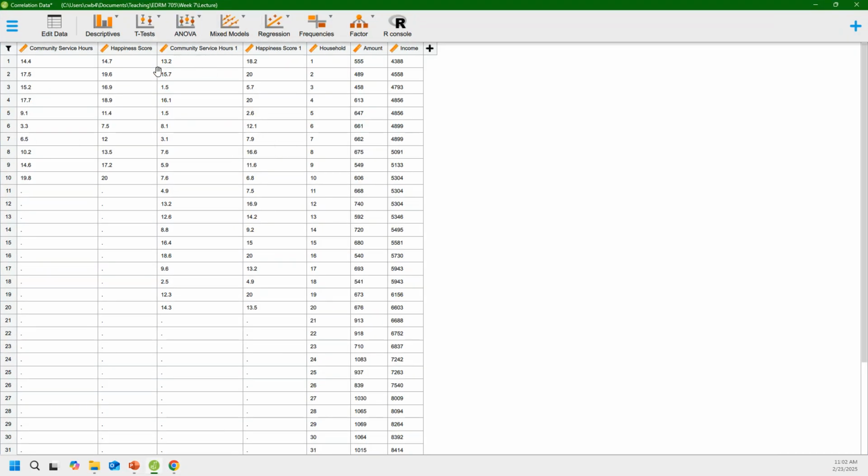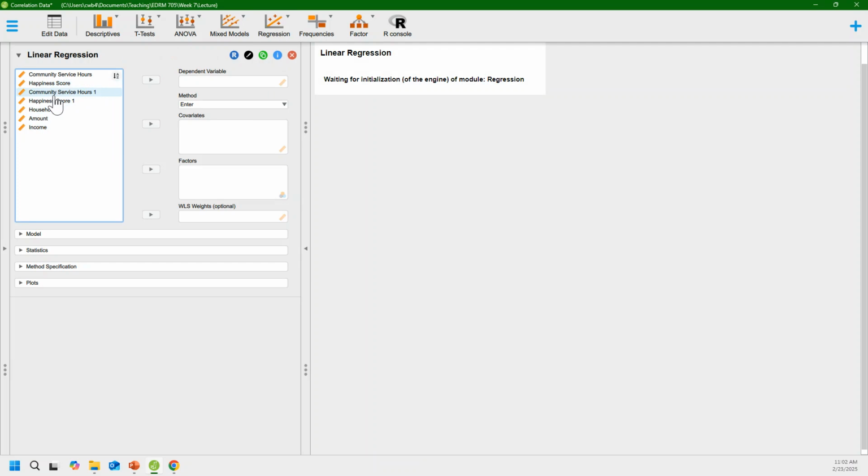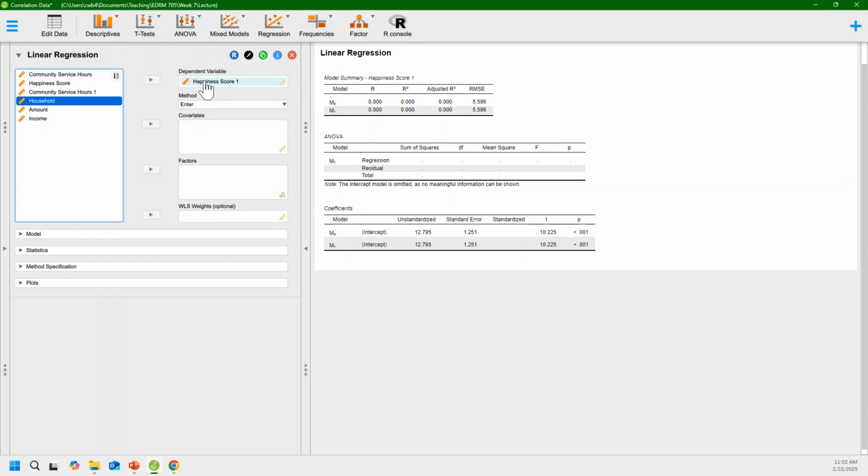All right. This is my data. I kind of already had it loaded here. We're going to use this community service hours 1 and happiness score 1, right? I'm going to go here to the regression menu, and instead of going to correlation like we did for the correlation coefficient, I'm going to go to linear regression here. I said that my dependent variable was our happiness score. That's our Y, so it's going to go in that box there. And then our X variable is going to go in the box for covariates.